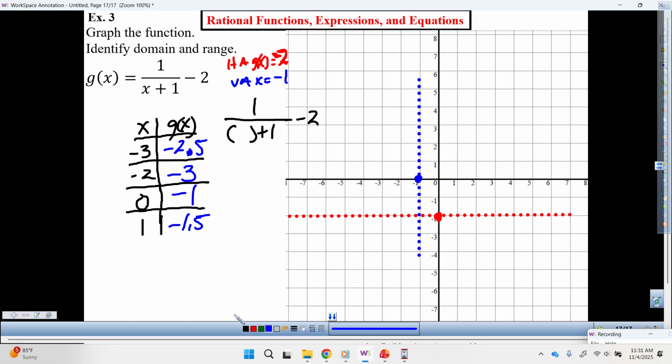All right, so let's plot those. Negative 3, negative 2.5 is right there. Negative 2, negative 3. Curve it. 0, negative 1. And 1, negative 1.5. Hands if you got that. All right, 4, 5, okay.